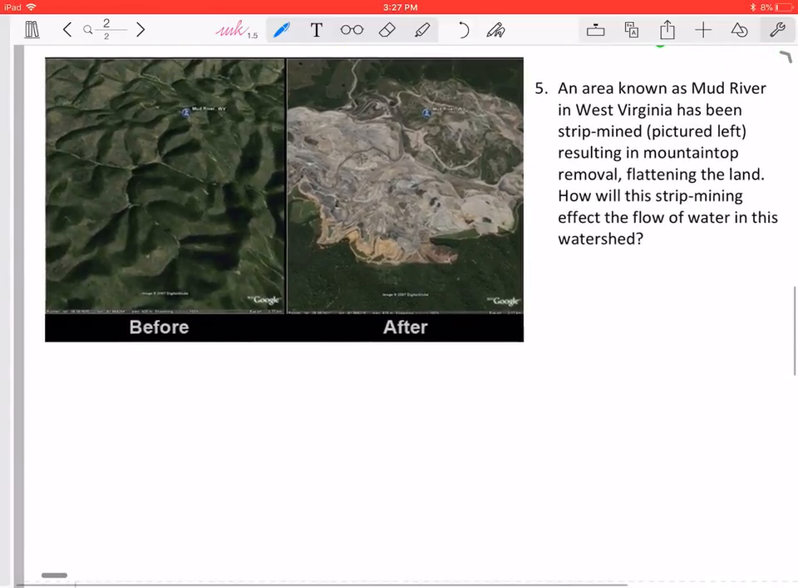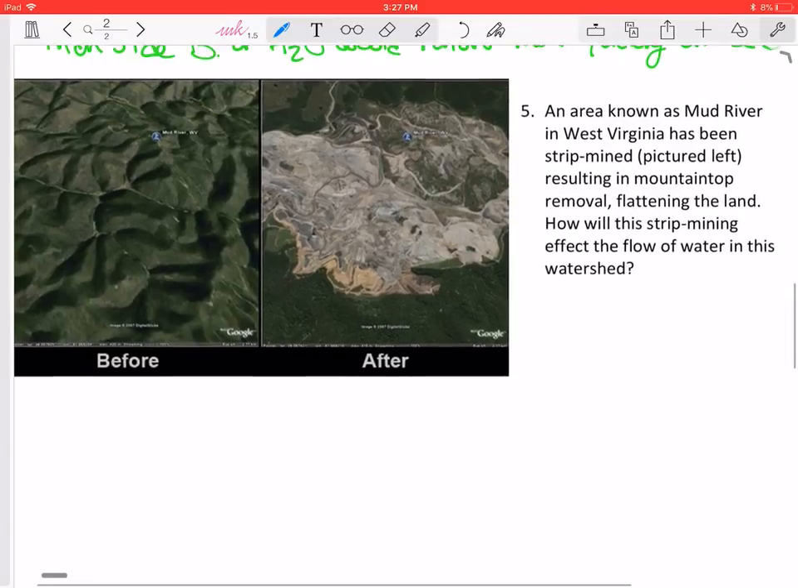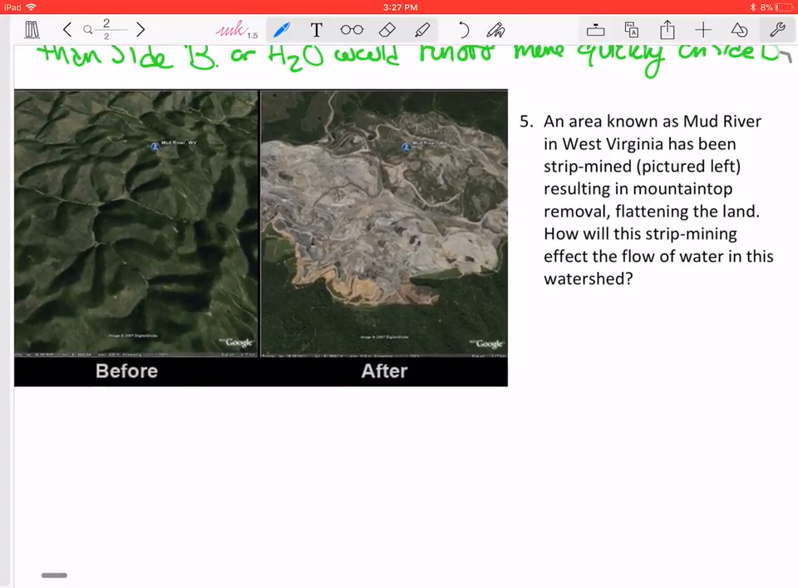All right, and then finally we'll move down to our mastery question number 5. And I realized when I printed out the copies, the picture was kind of hard to see, but you guys did read about this, and I did kind of describe it here a little bit. So in an area known as Mud River in West Virginia, has been strip mined, pictured left, resulting in mountaintop removal, flattening the land. How will this strip mining affect the flow of water in this watershed?